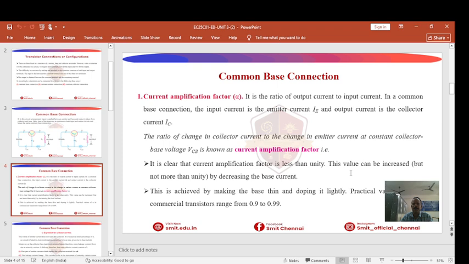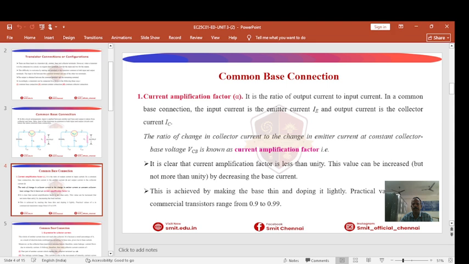Next, an important deciding factor is the amplification factor, that is, how much capability it has to amplify the input signal that is applied. The common base amplification factor is represented by the notation alpha. In the common base connection, the input current is the emitter current and the output current is the collector current. The ratio between these two is called the amplification factor, that is nothing but alpha.